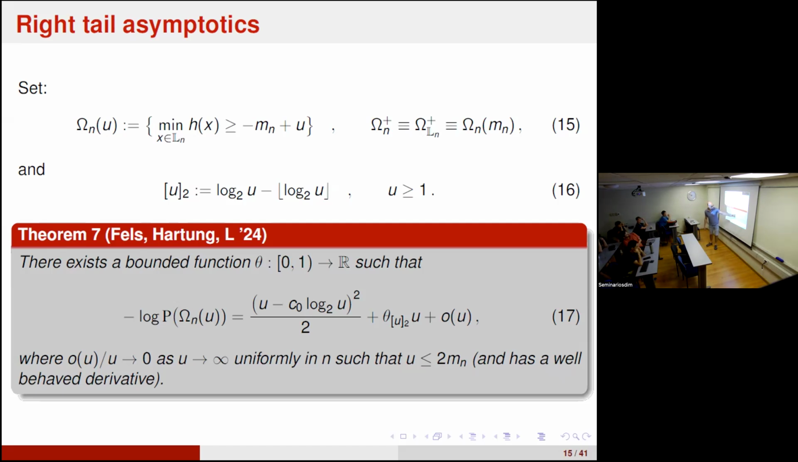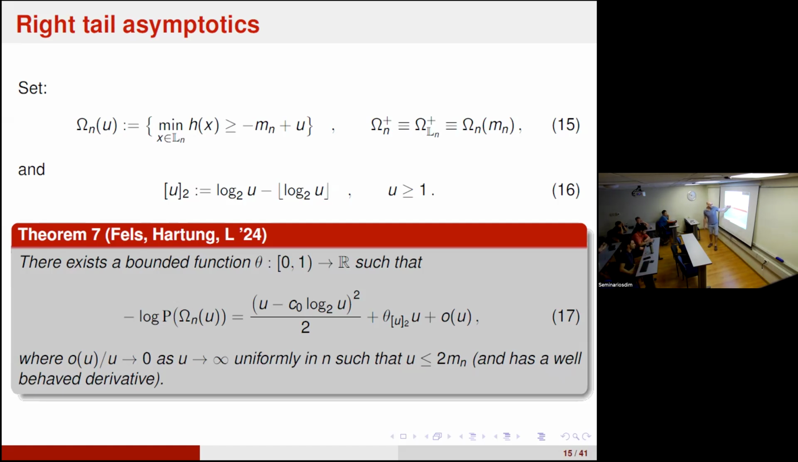Okay, this is an explicit formula, and then there is a strange function theta of bracket u 2. Now, what is this? This would appear everywhere here. So whenever I write the quantity bracket 2, I'll call it the log mod of u. So that's the fractional part of log 2 of u.